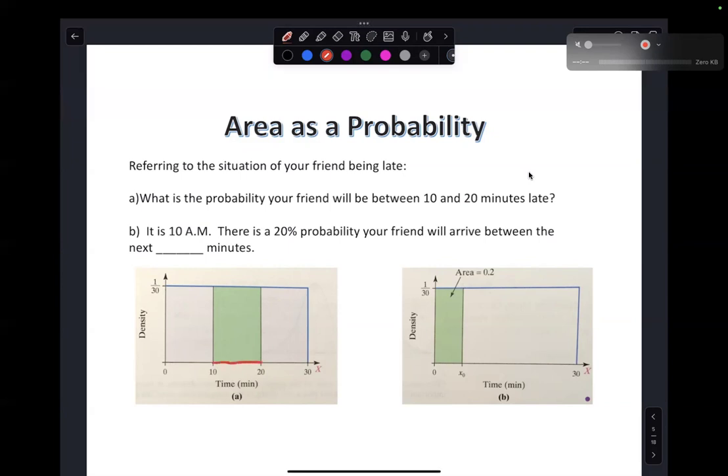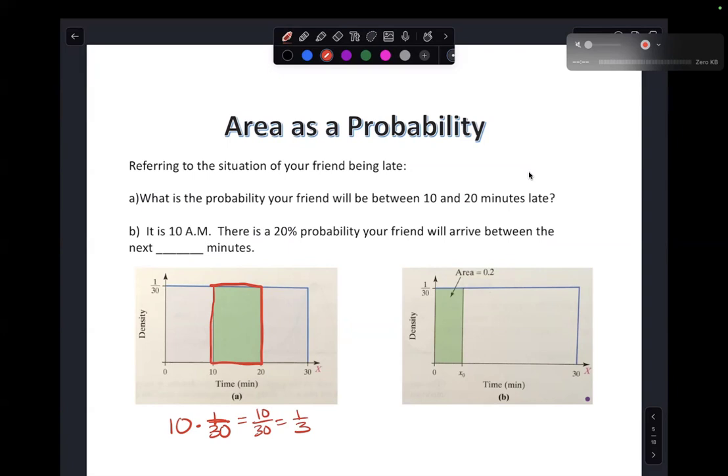And here we're looking at 10 to 20, so I have 10 minutes. So I'm going to math it like this: 10 minutes times 1/30th of a probability is going to be 10/30ths, or 1/3, or 33.33%, if you will. So there's a 1/3 probability, or 33.33% probability, that he is going to be between 10 and 20 minutes late. All I did was find the area of this rectangle right here. Remember, the area of a rectangle is just base times height. And that's all I did here.